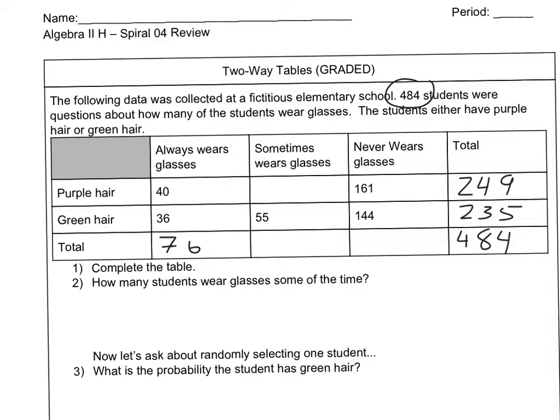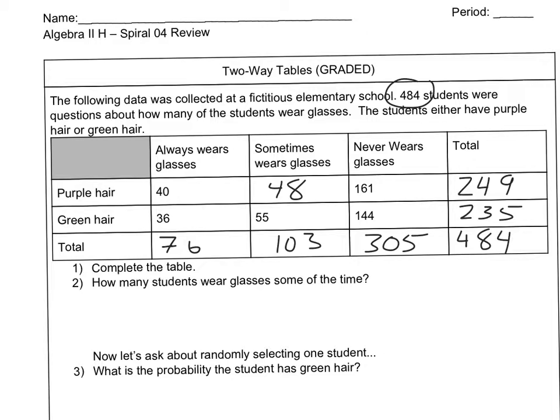Let's look at the sometimes wears glasses column for that. Starting with 249, and we're going to minus some stuff like 161 and 40. And we've got 48 there. Finishing this off, let's add down. So we've got 95 plus 8 is 103. And then we've got 160 plus 140 is 300 plus 5 more. Just making sure that my bottom row adds up. So we got 76 plus 103 plus 305, and we got 484.